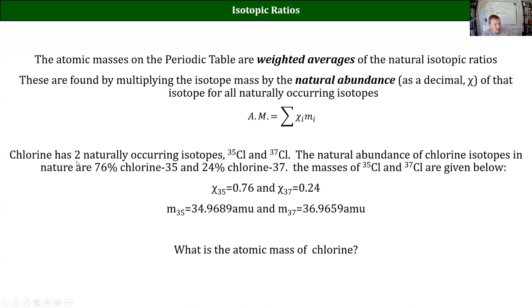So for instance, chlorine has two naturally occurring isotopes on Earth: chlorine 35 and chlorine 37. The natural abundances for the chlorine isotopes are 76% chlorine 35 and 24% chlorine 37. In other words, 76% of all of your chlorine atoms are going to be chlorine 35, and 24% of those atoms are going to be chlorine 37. If we want to know the atomic mass of chlorine, we're just going to take the percent abundance of each of these times the corresponding mass. So you say 0.76, that's 76% as a decimal, times the mass of chlorine 35, and 0.24 times the mass of chlorine 37, and just add the numbers up.